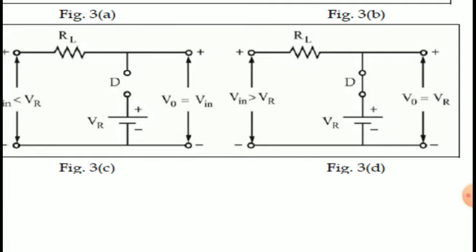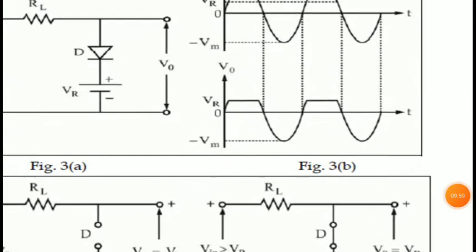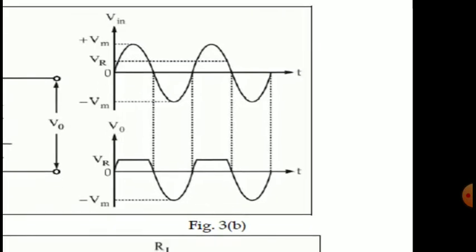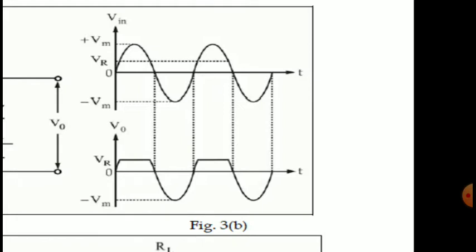This happens for the entire section where V input is greater than VR, that is above the dashed line in the input waveform, above the dotted line, where the V input is greater than VR. That will be replaced with the VR. What is VR? Reference voltage, that is the DC voltage, and that is constant. So you should replace that entire section with this VR. Replace the entire section in the positive half cycle, where V input is greater than VR, with the V reference voltage.